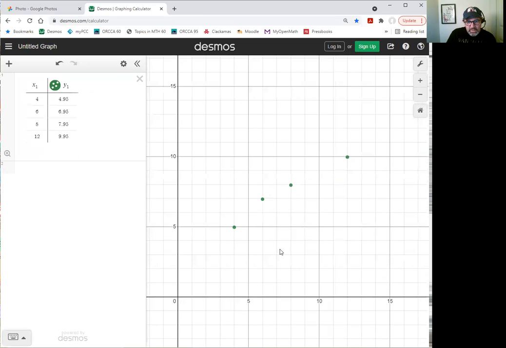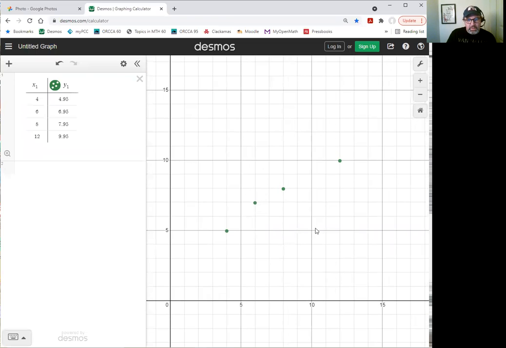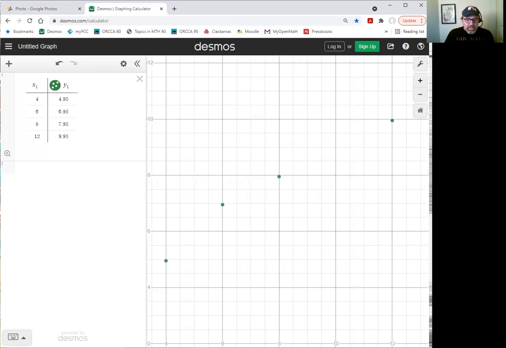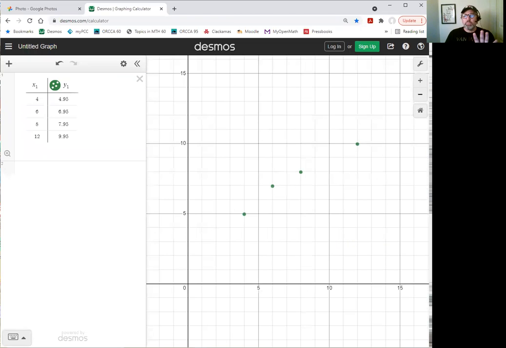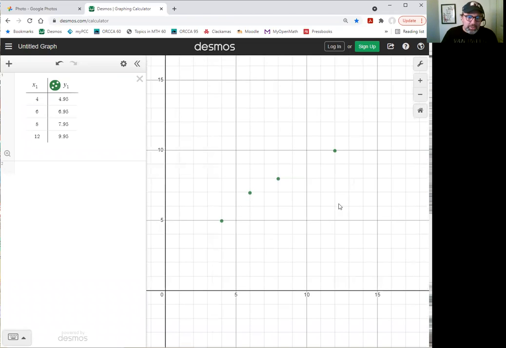So I'll move this so we can see them all. Okay, maybe zoom in one time. It's a little too far. I'll zoom back out again. Okay, well, you can see they're not all on the same straight line. But I believe the last 3 are on a straight line. So I'm going to temporarily ignore the first one, the 4 donut price, and just focus on the other 3.